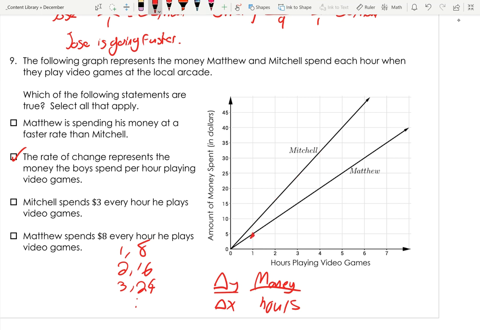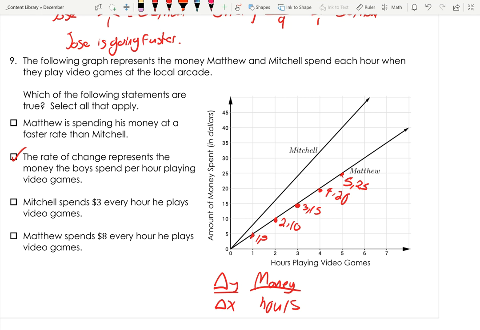Matthew's looks like 5 in 1 hour, 10 in 2 hours, 15 in 3, 20 in 4. So he looks like he's going at more about $5 per hour. 3 15, 4 20, 5 25. Matthew looks like he's spending about $5 per hour, not $8 per hour. So that's also incorrect. So the only true statement I see is that second one there.